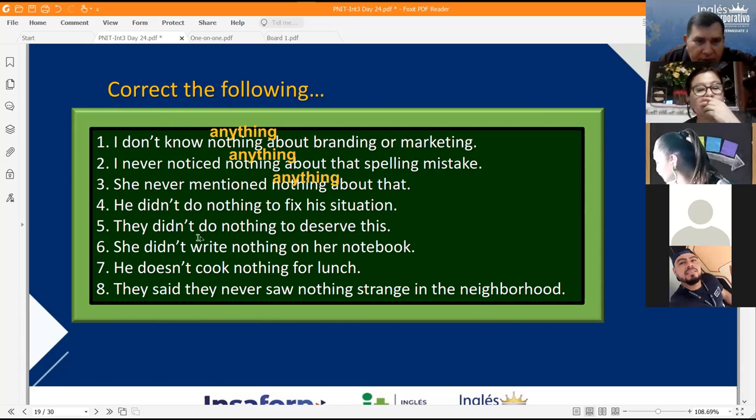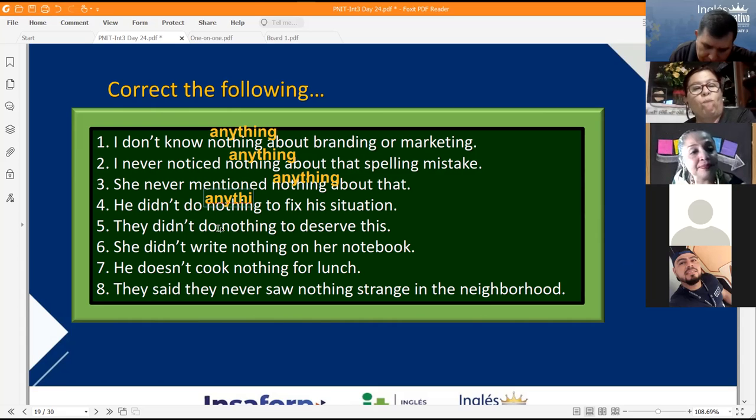So she never mentioned anything about that. She didn't do anything. Anything is used when we use didn't, don't, or other negatives. So the correct form: He didn't do anything to fix the situation. They didn't do anything to deserve this. What is deserve? Merecer. They didn't do anything to deserve this.